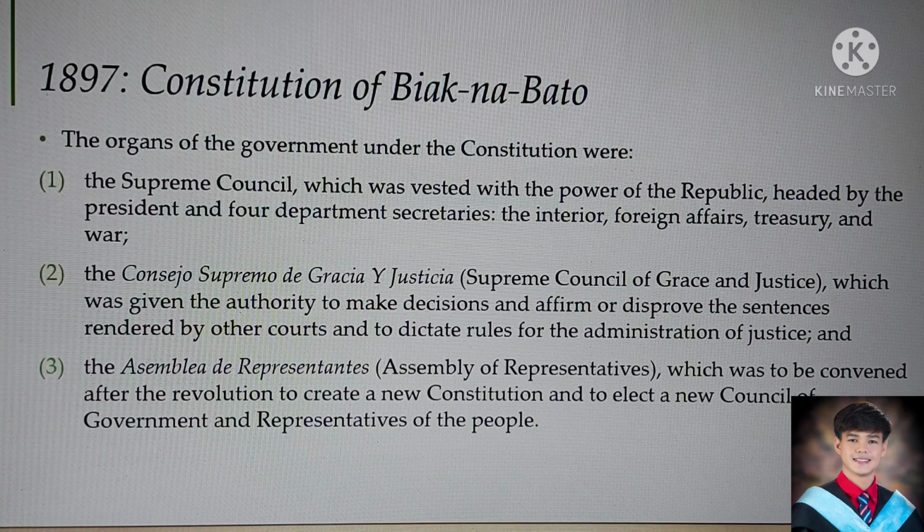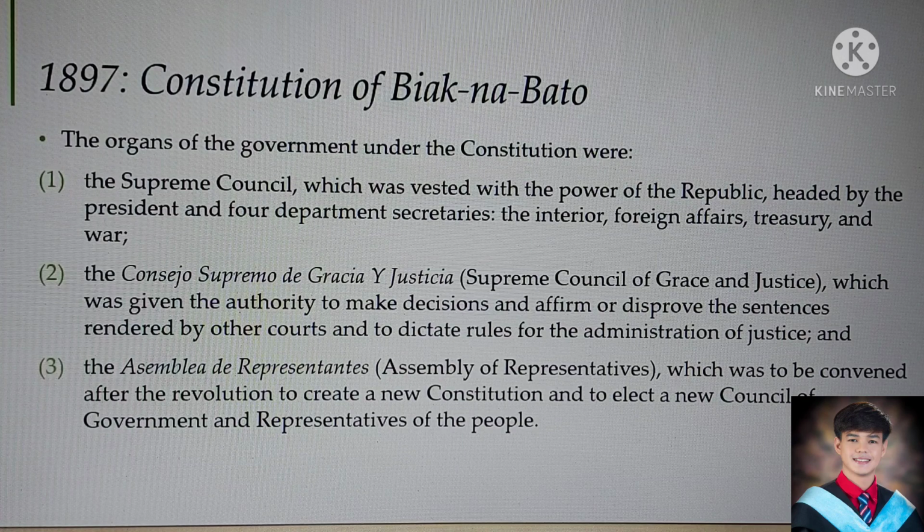The Asamblea de Representantes, or in English the Assembly of Representatives, which was to be convened after the revolution to create a new constitution and to elect a new council of government and representatives of the people.